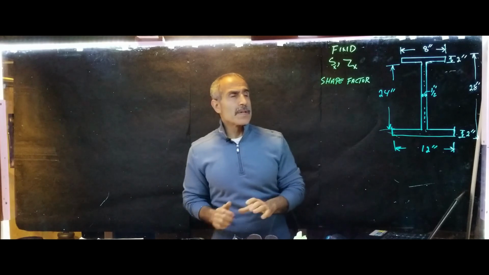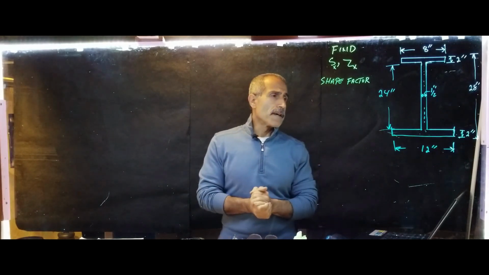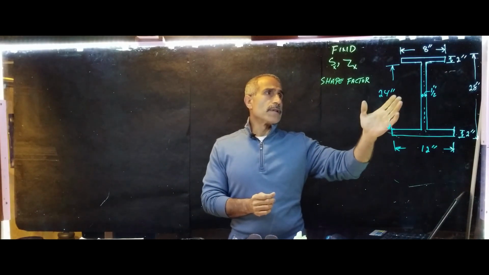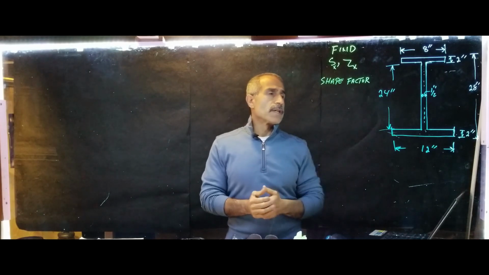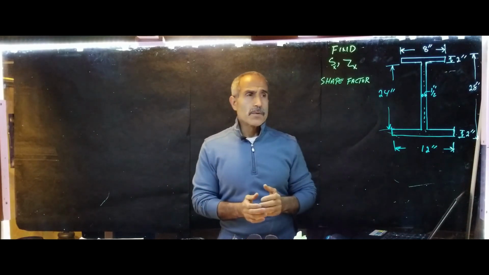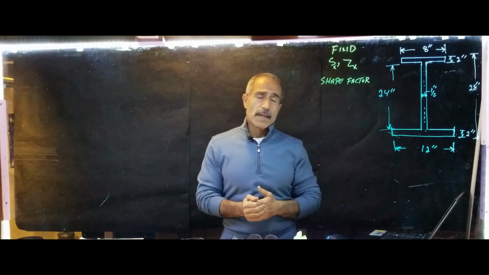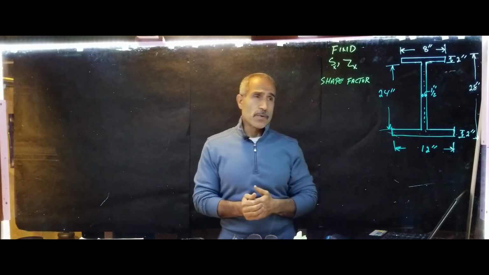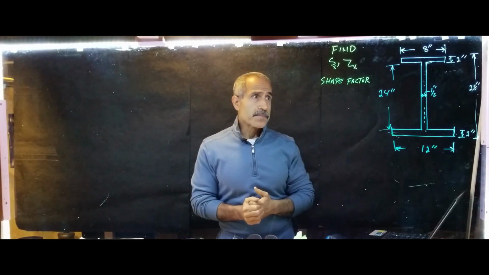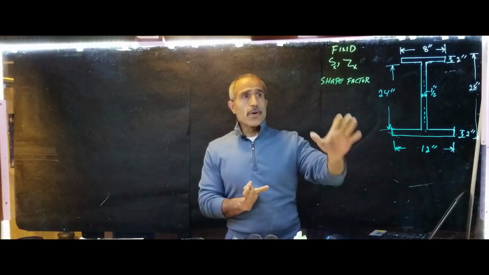In this lecture, we want to work with an I-beam that has flanges and a web of different sizes. What we'd like to do here is find the section modulus SX, the plastic modulus ZX, and also find the shape factor. The first thing we're going to do is go after SX.